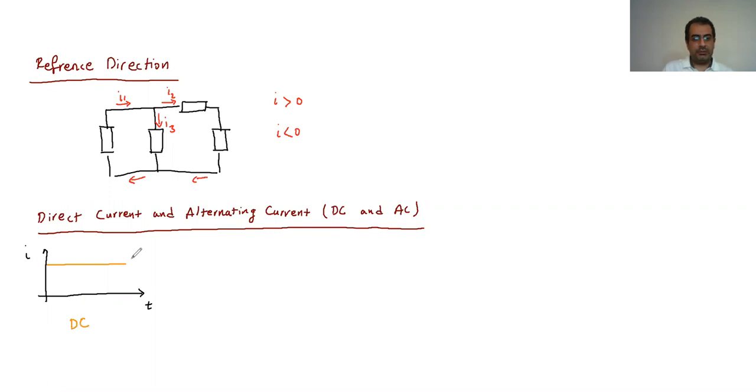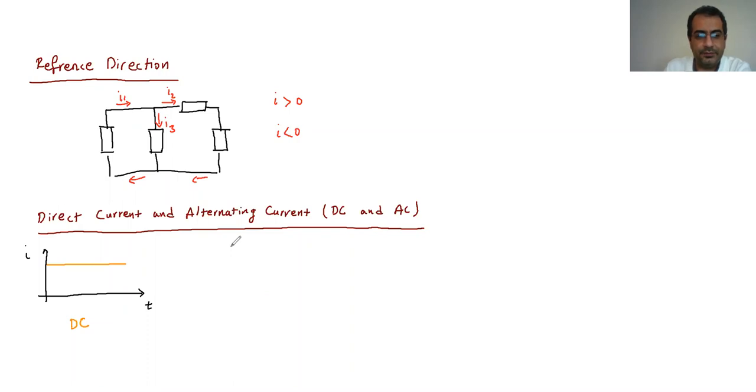So the direction of the I is always constant. The I, for example, here is always positive. It's not changing its direction over time. It's going to be, for example, 2, or assume it's going to be, for example, negative 2. So it's not changing. It's going to be constant.